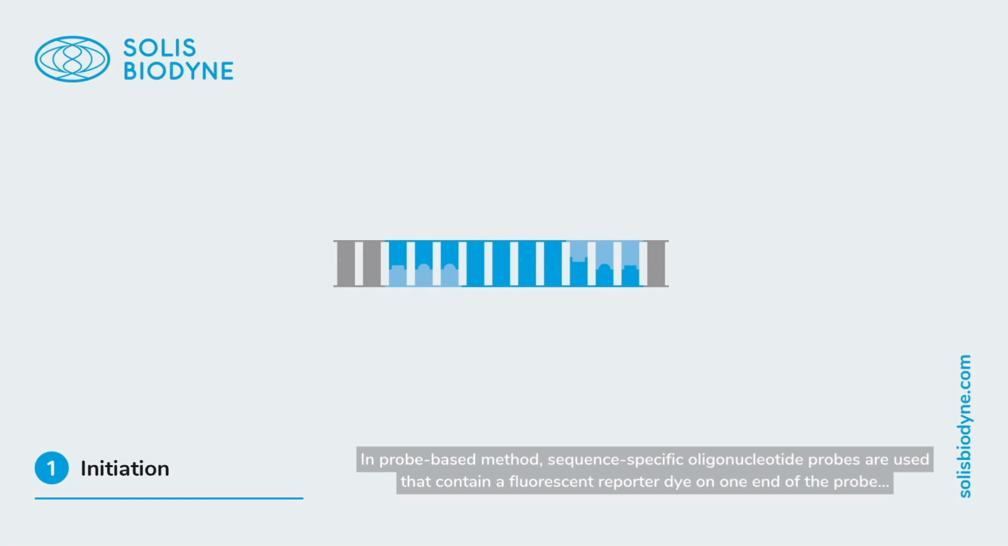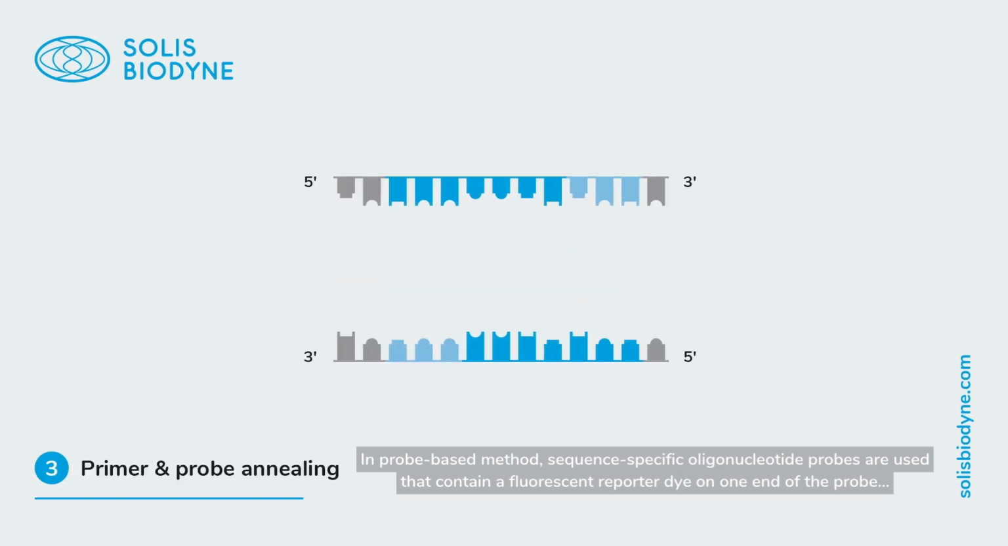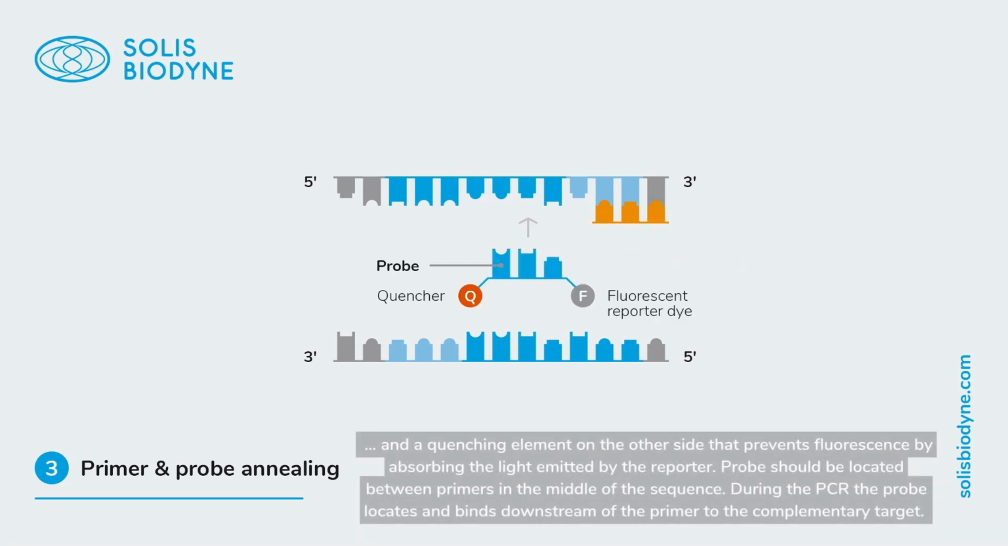In the probe-based method, sequence-specific oligonucleotide probes are used that contain a fluorescent reporter dye on one end of the probe and a quenching element on the other side that prevents fluorescence by absorbing the light emitted by the reporter. The probe should be located between the primers, in the middle of the sequence.